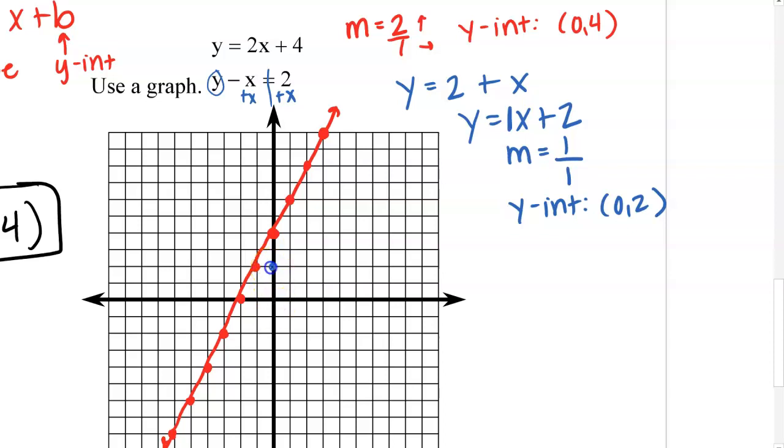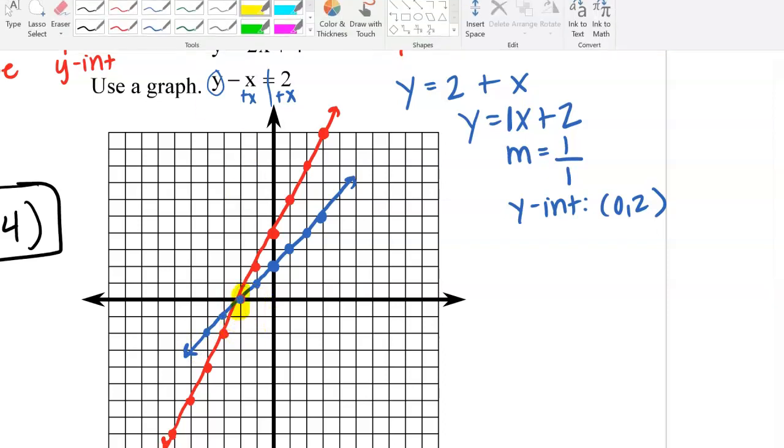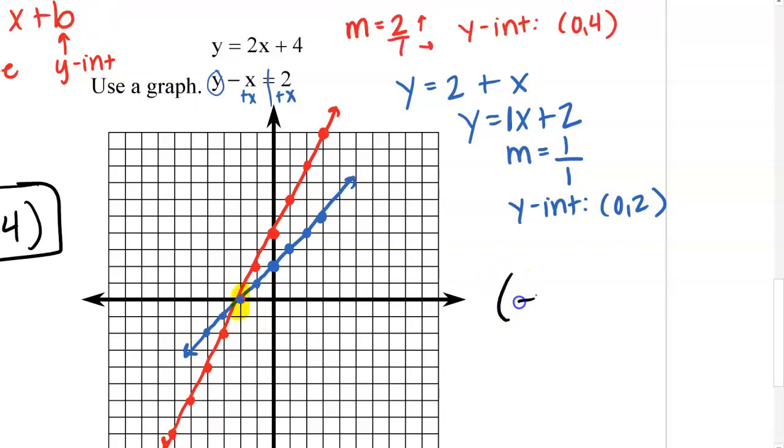So I'm going to plot my y-intercept at (0, 2) on the y-axis, and then I can count up 1, right 1, up 1, right 1. You might notice that when I go up 1, right 1, I'm not going to intersect the red line. But if I go down 1 and left 1, I will find my intersection point rather quickly. So our solution to the system is the point that the lines intersect, and that is the point (-2, 0).